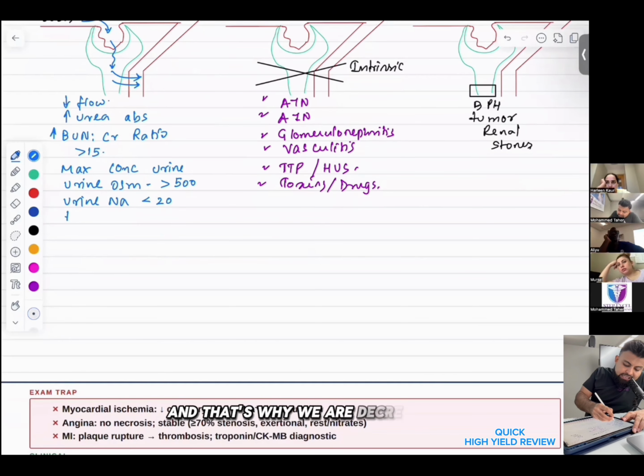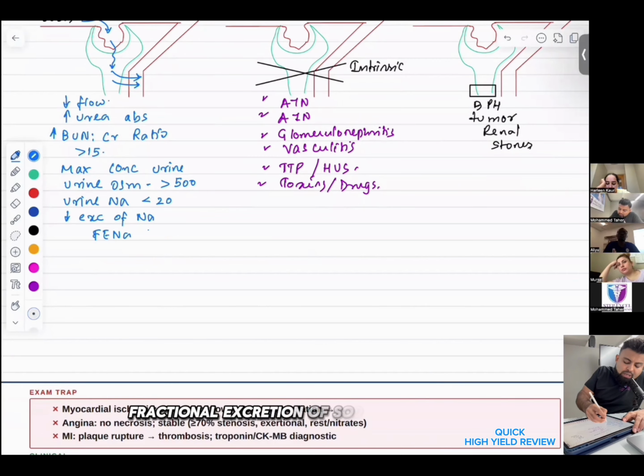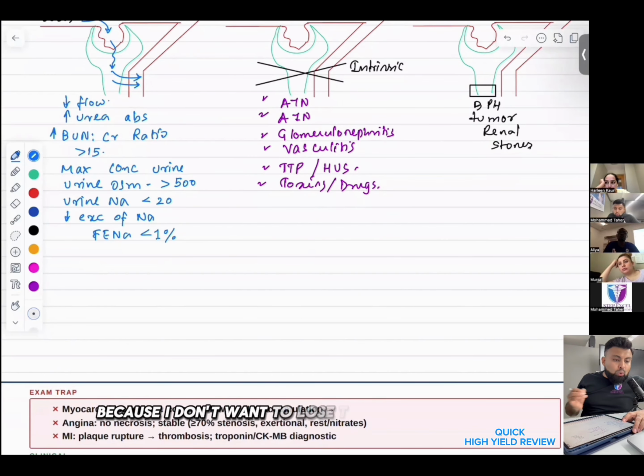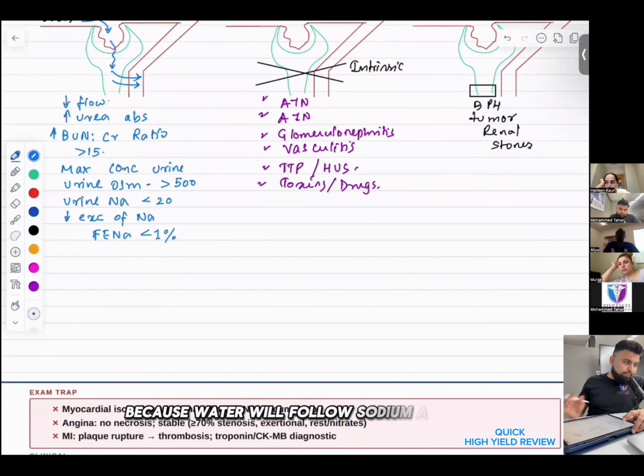And that's why we are decreasing the excretion of sodium, which is what is called the FeNa. Fractional excretion of sodium is less than 1%, because I don't want to lose sodium from the body, because water will follow sodium and be retained.